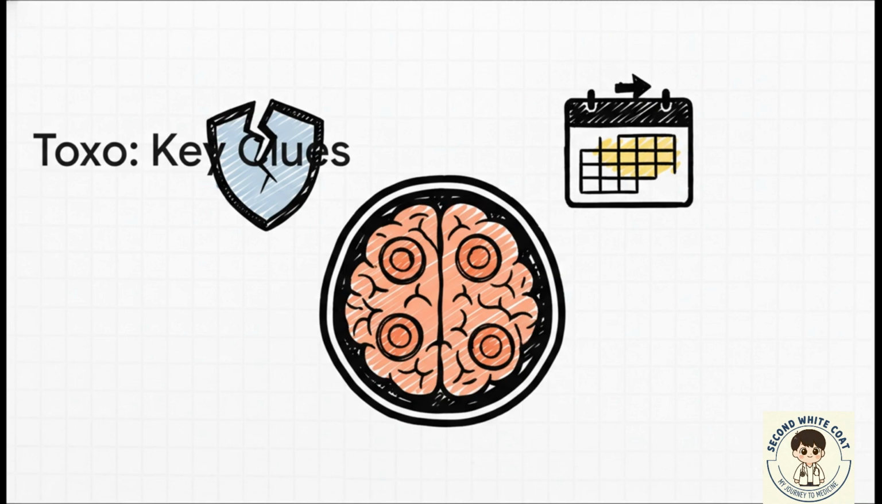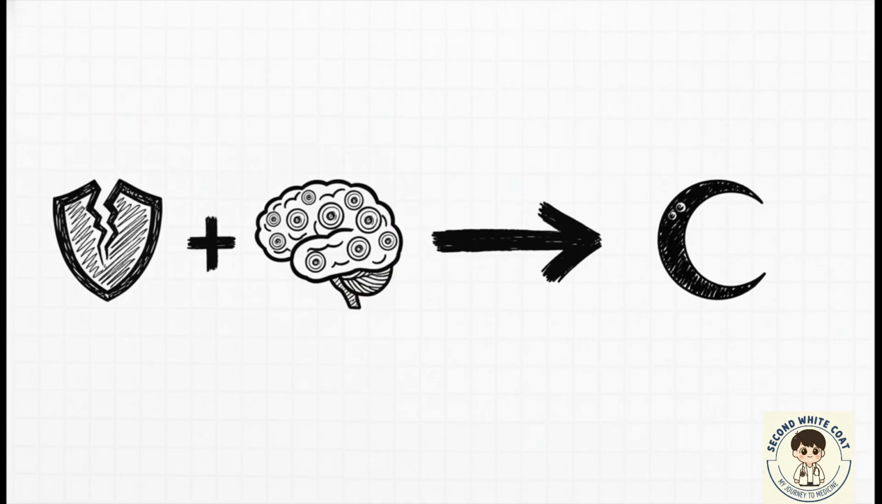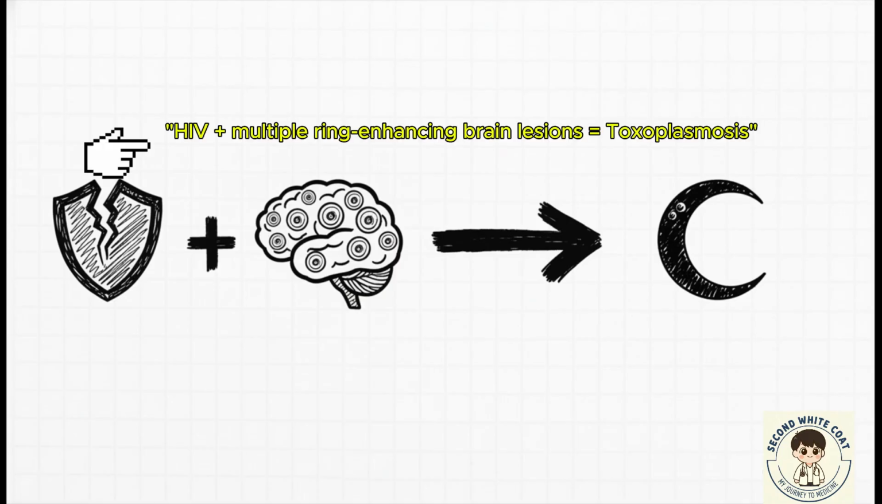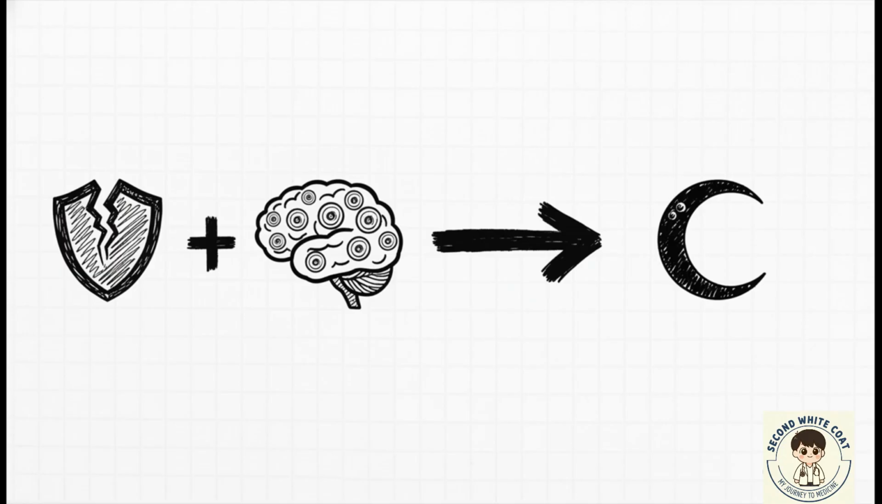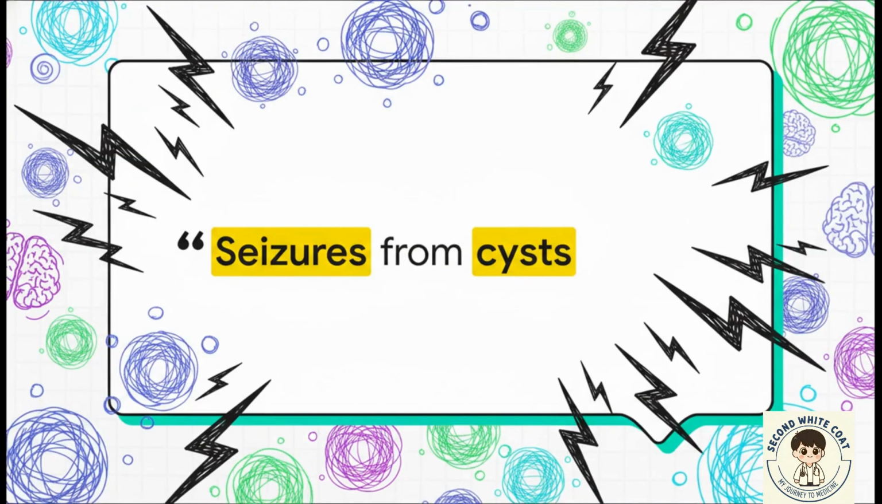And what does it look like? Well, we're not seeing that diffuse inflammation. Instead, we see multiple ring-enhancing lesions. They're basically little abscesses. This feels much more like a space-occupying problem. And this gives us our next perfect trigger thought. If your patient is HIV positive and you see multiple ring-enhancing lesions on that brain scan, your primary diagnosis is going to be toxoplasmosis.